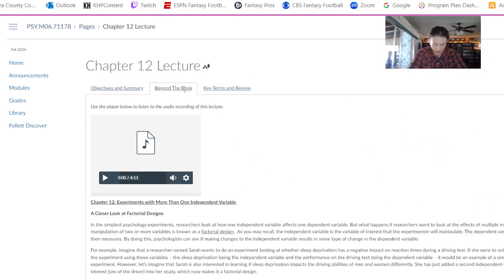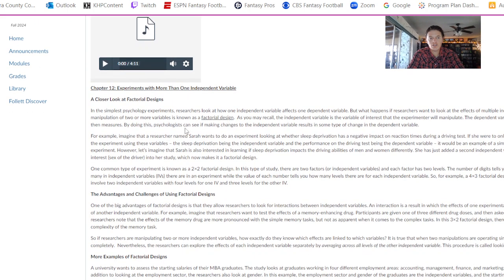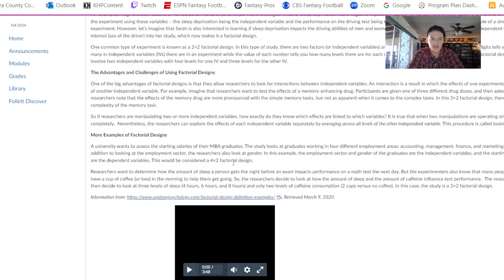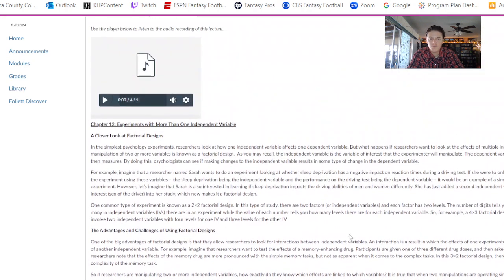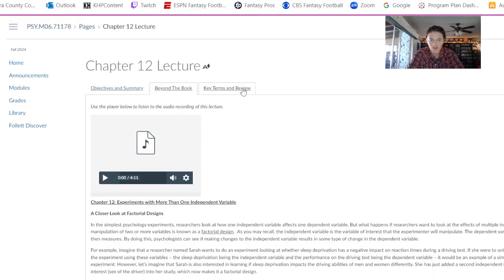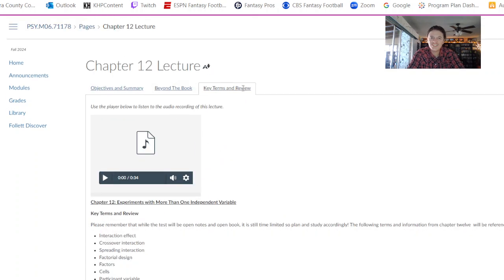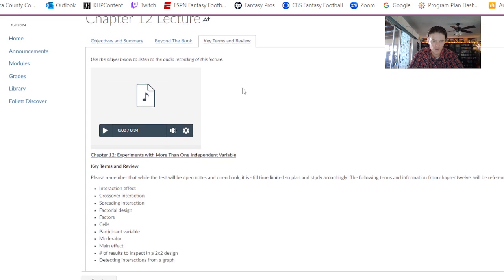effect. On the Beyond the Book page, I have a little bit more about factorial designs, a closer look, some advantages and disadvantages. I also found a little video introducing this that I thought might be helpful. It's only a few minutes long, but I thought it could be helpful in explaining it a different way. Sometimes somebody else's words can be helpful, and it might click in a different way for you.